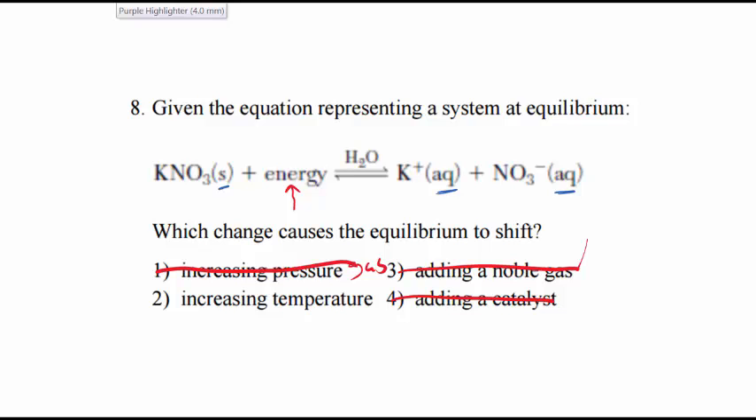Now, what does that do? If I increase temperature, that's a stress. And I must relieve the stress by getting rid of the extra heat, which would result in a shift away from the stress to the right. And that is a shift in equilibrium. So increasing temperature is the answer.